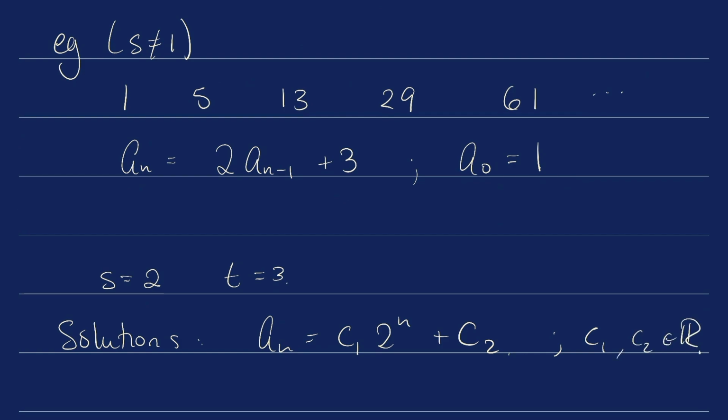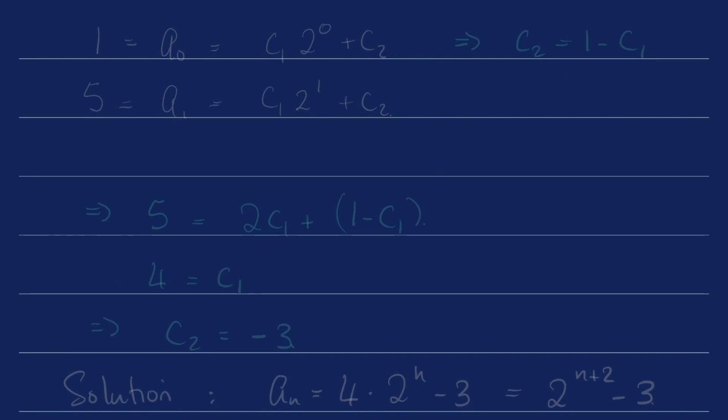How do we find our final solution? As in, how do we figure out what c1 and c2 are? We're going to just solve our linear equations by looking at some early terms in the sequence. So, a_0 is going to be c1 times 2^0 plus c2. That is going to be 1 as the first element in the sequence. a_1 should be c1 times 2^1 plus c2. This is going to be 5.